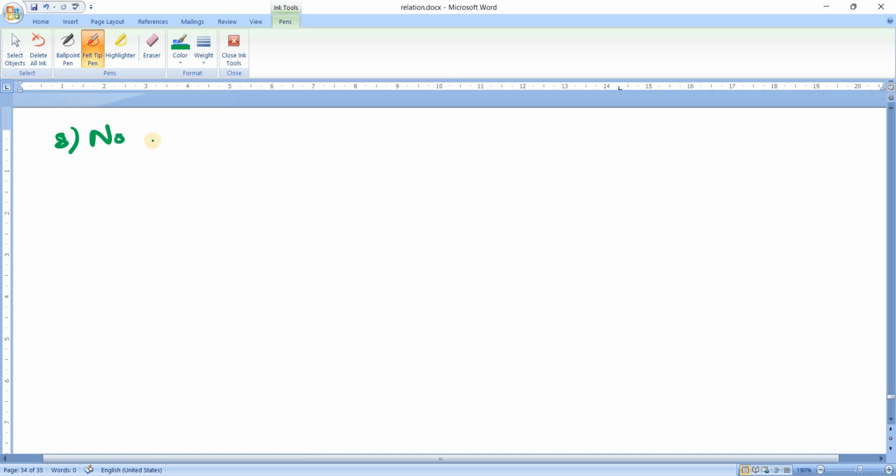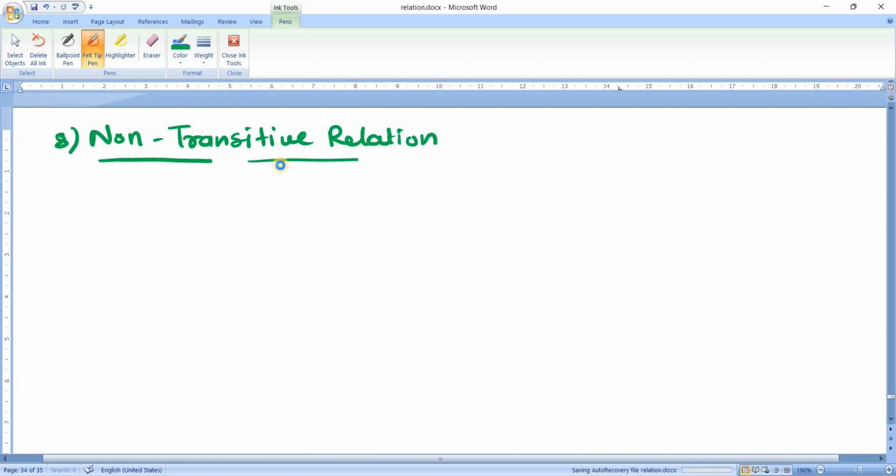We will see non-transitive relation. In the last lesson, we have seen what we mean by non-transitive relation. So if you understood the definition of transitive relation, then it will be easier for you to understand what a non-transitive relation is. So let's define what a non-transitive relation is.